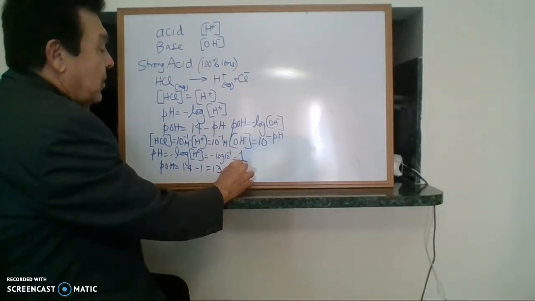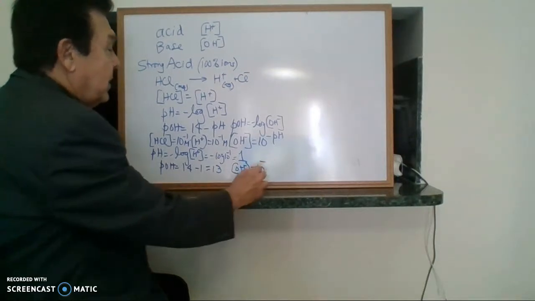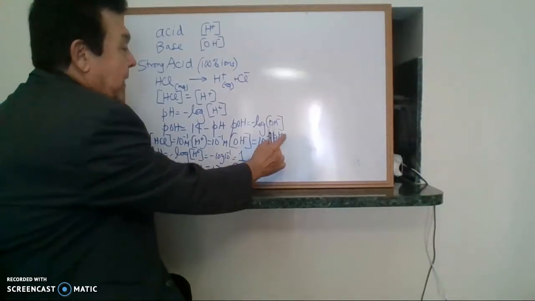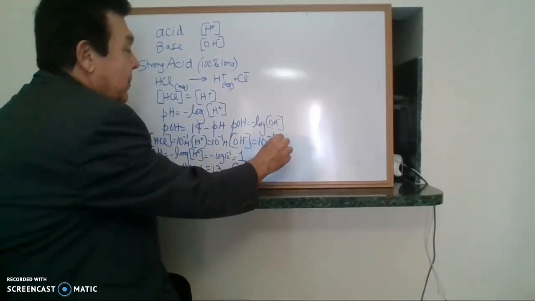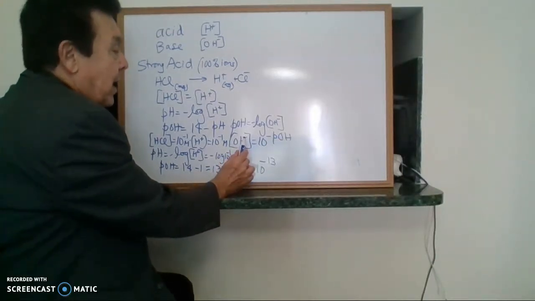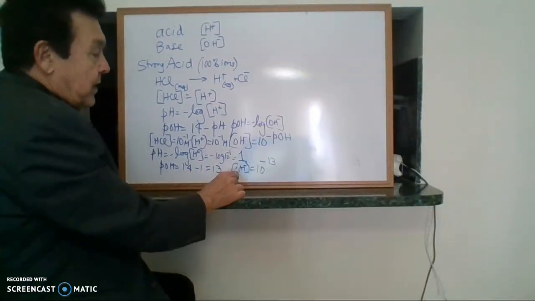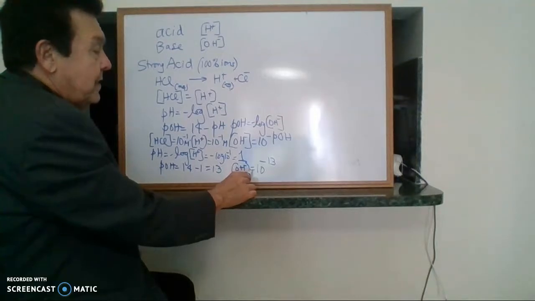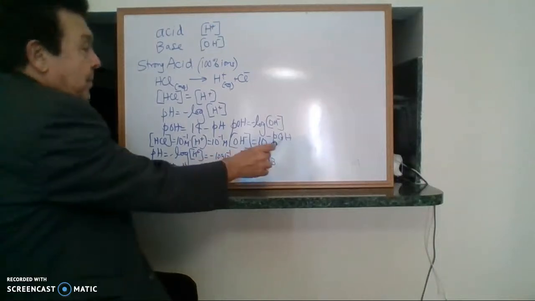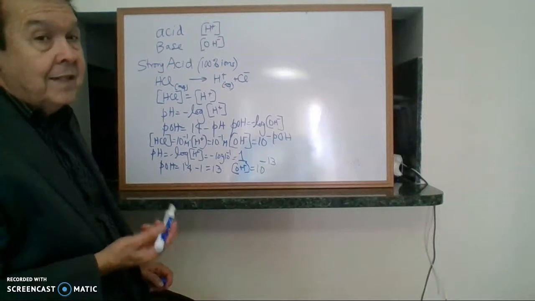And the concentration of the hydroxide ion will be 10 to minus 13. Look, here I made a mistake. It's pOH. The concentration of the hydroxide ion is 10 to minus pOH. So, the concentration of the hydroxide ion is equal to 10 to minus 13, that is the pOH. This is a case of a strong acid.